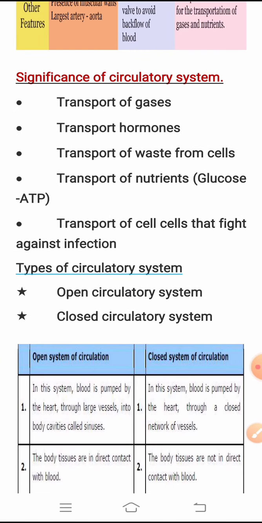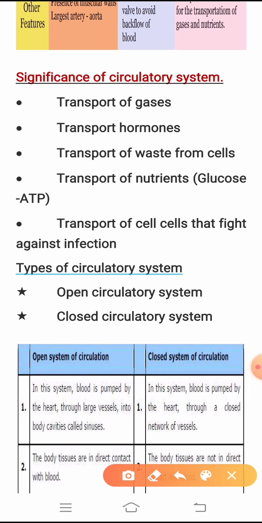So now the question is, why do we need the circulatory system? Because major functions happen under this circulatory system, right? So the circulatory system actually performs a variety of functions. Now, what are the functions this circulatory system actually does? Let us understand the significance of the circulatory system. The significance of the circulatory system is as follows.